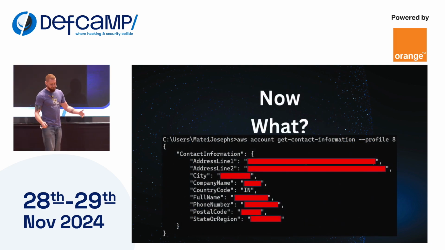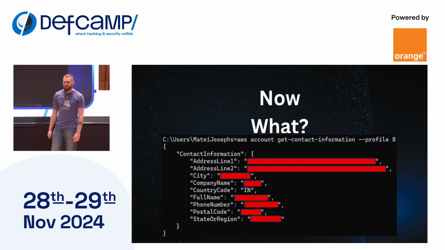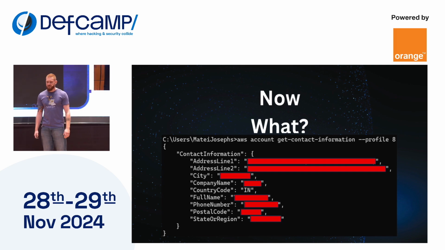Right. Now what, you may ask? Well, let's find the owners. In order to do this, we use the get contact information call to find the owners where available. This wasn't the case for all the owners, but sometimes we were able to find an email address and get in touch with somebody.